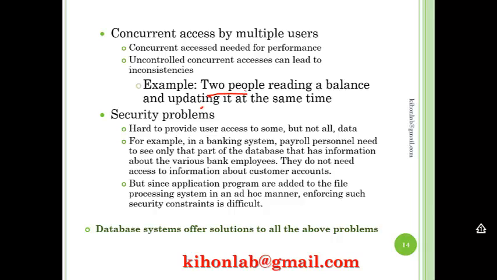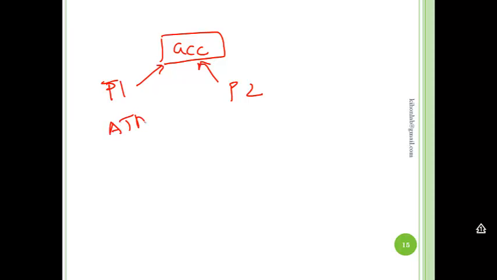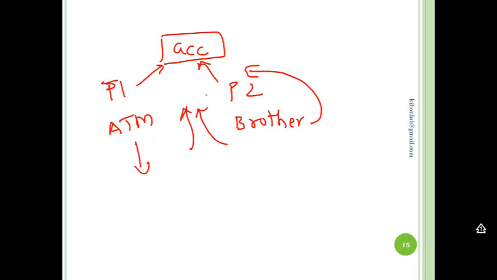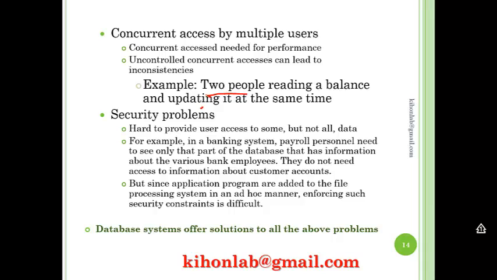If concurrency is allowed for performance, then person 1 and person 2 are trying to access the account at the same time. I have my ATM with me, and my brother knows my account number, so he is doing online movie ticket booking, and I'm trying to withdraw the money. So two transactions are happening on the same account, to increase the performance. This is called concurrency, which may not happen in the old flat file systems.